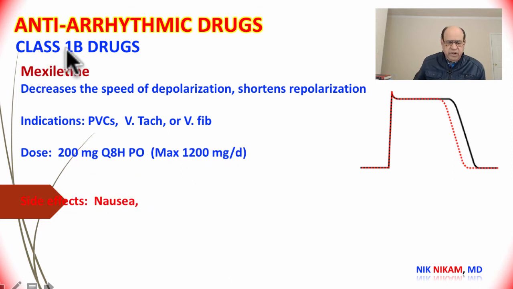The next drug in class 1B group is Mexiletine, which again decreases the rate of depolarization and shortens the repolarization. It is used in patients with PVCs and ventricular arrhythmias. It is given orally in a dose of 200 milligrams every 8 hours up to a maximum of 1200 milligrams per day.